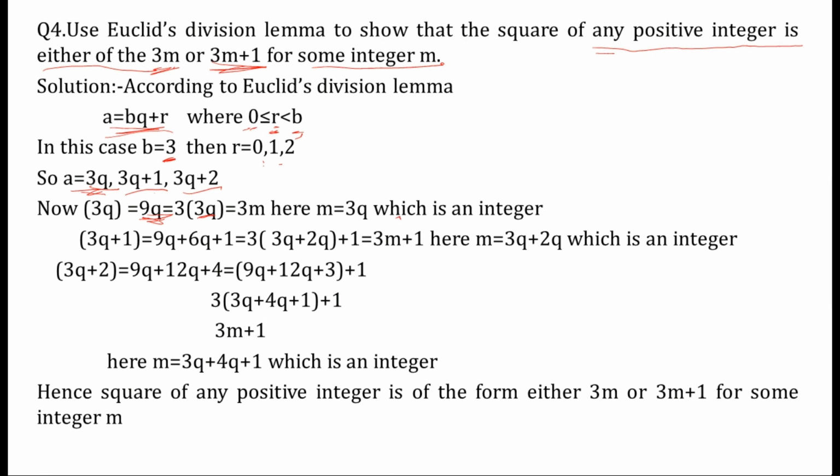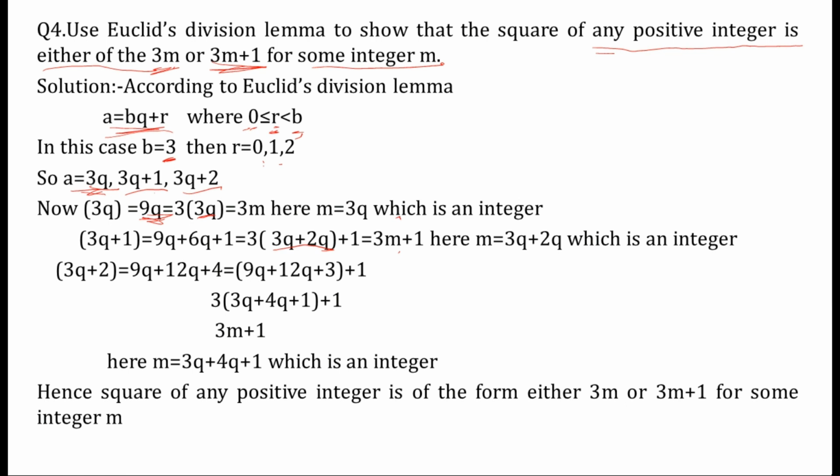When we take (3q + 1) squared, we get 9q squared + 6q + 1. From 9q squared and 6q we take 3 common, and we get 3(3q squared + 2q) + 1. This is nothing but the value of m. We get m = 3q squared + 2q.